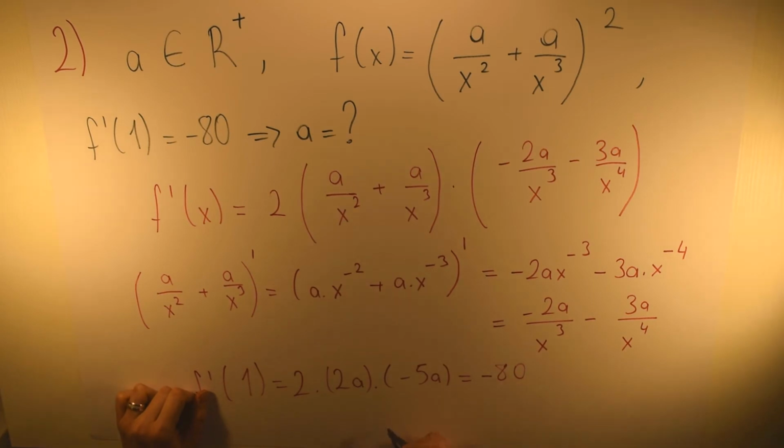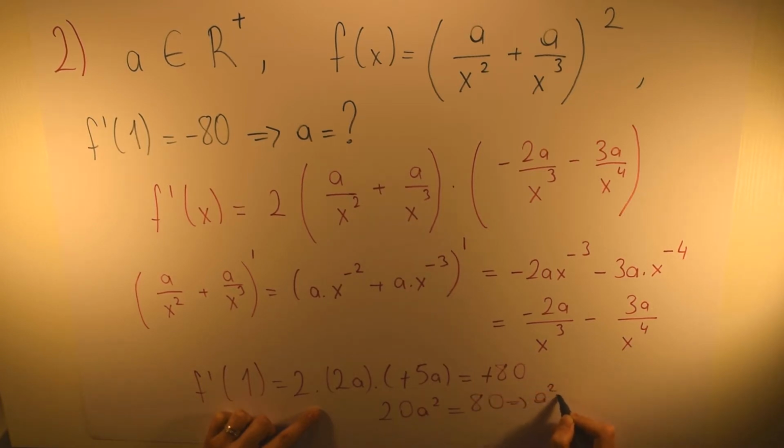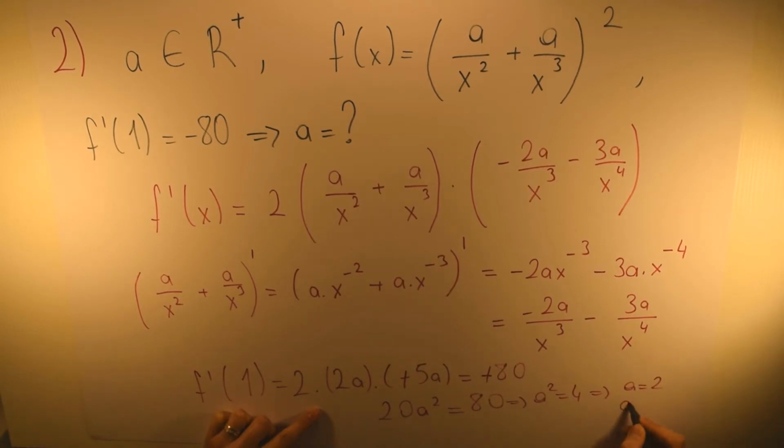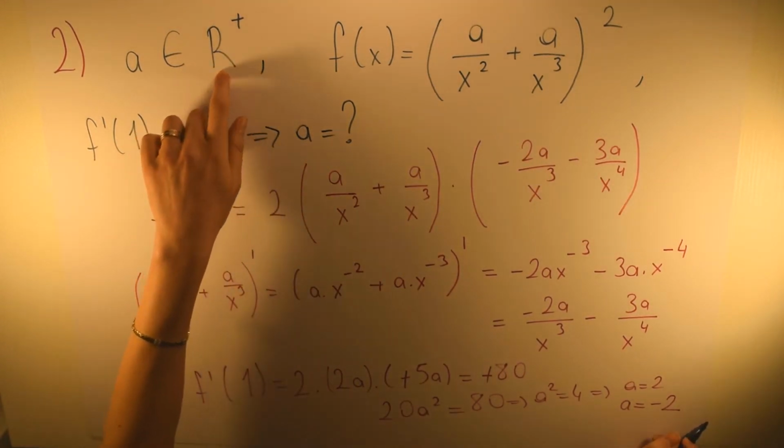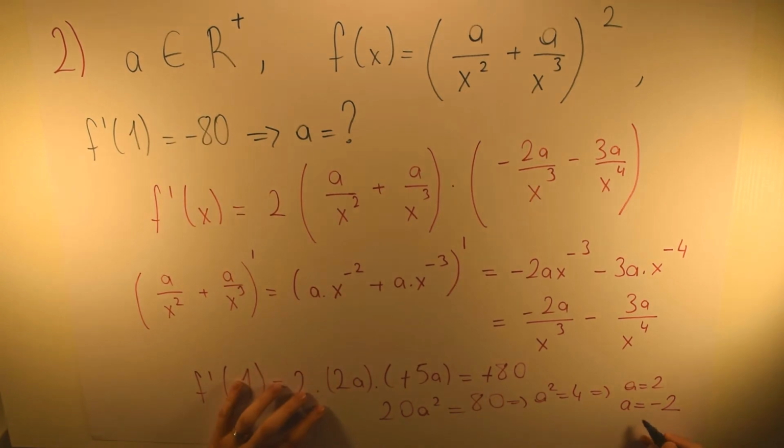From here, let's make this positive, and then we will have 4a times 5a, which is 20a squared, equal to 80. So a squared is equal to 4, so a can be equal to 2 or a can be equal to minus 2. But the question says that a is an element of the positive real numbers, that's why a cannot be equal to minus 2, so a is equal to 2.